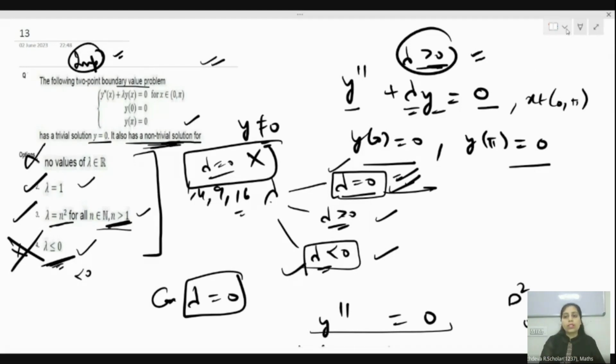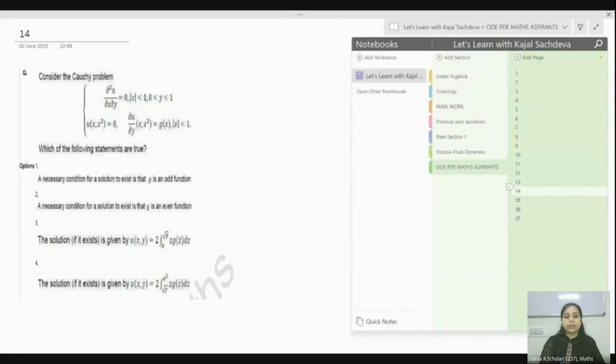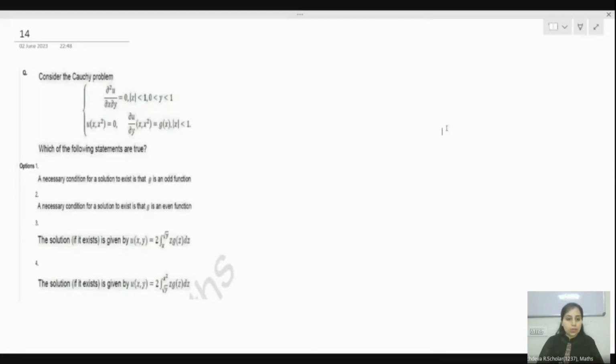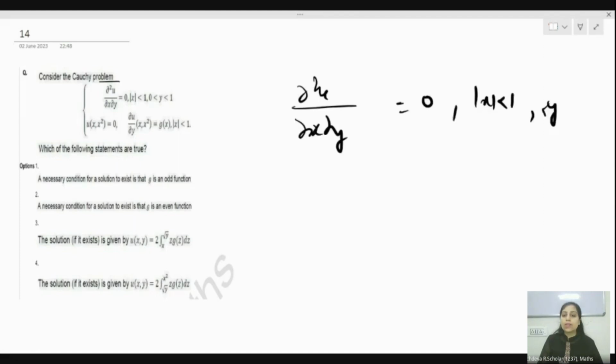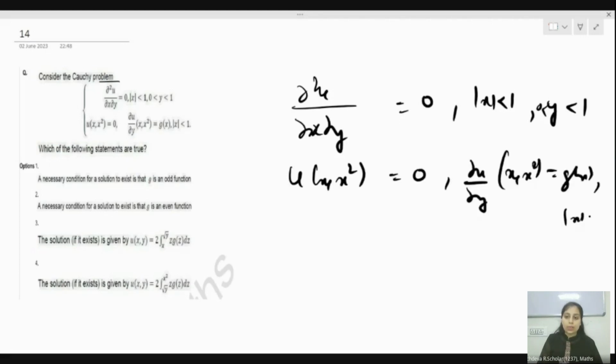So let's come towards the next problem. Yeah, this is also another type of problem. This problem is about a Cauchy problem. The Cauchy problem is del 2 u upon del x del y equal to 0, where mod x less than 1 and y lying from 0 to 1. We also have initial conditions u at x square equal to 0, and del u upon del y at x square equal to g of x, where mod x less than 1.